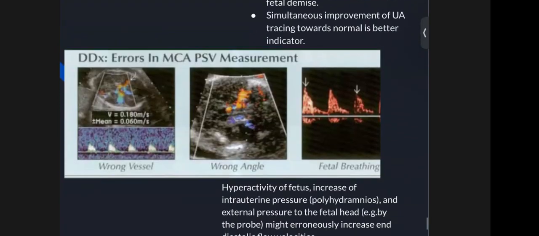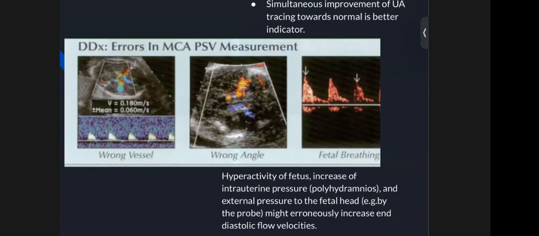So what are the errors in MCA PSV measurement? One is measuring the wrong vessel. Then is wrong angle. Try to keep it as straight as possible, as parallel to your ultrasound probe as possible. And fetal breathing also affects the measurement.